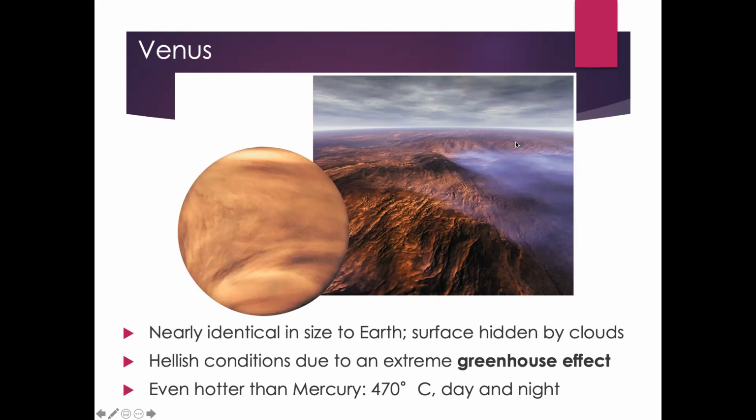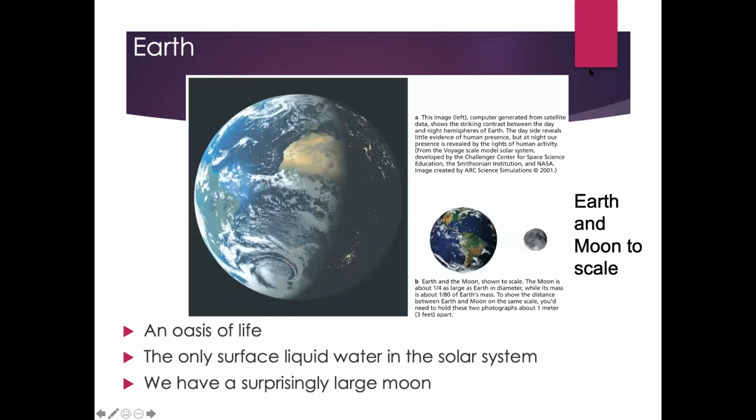Moving on. Then, of course, we have our pale blue dot, which is the Earth. Earth is very different from the other planets in our solar system. It is, as indicated there in that first bullet, an oasis of life. Nowhere else in our solar system is there evidence of life. We are also the only planet in the solar system to have liquid water at the surface. That's not to say that other planets don't have liquid water. It's just not at the surface of the planet.